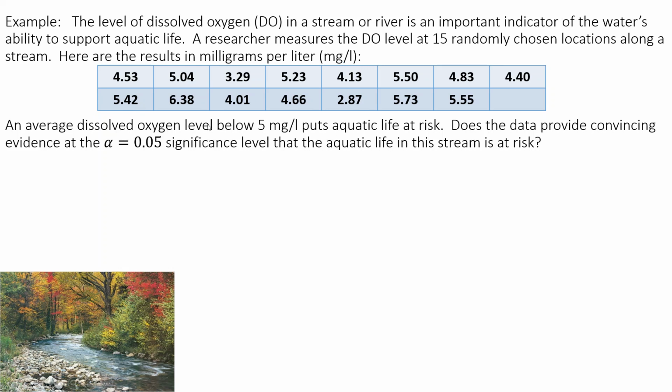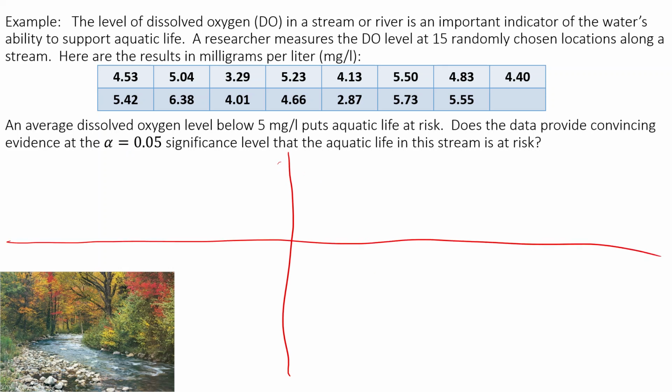The average dissolved oxygen level below 5 milligrams per liter puts aquatic life at risk. Does the data provide evidence at the alpha equals 0.05 significance level that the aquatic life in this stream is at risk? All right, so we're asking for significant evidence with a certain alpha level. So that tells us that we are doing a hypothesis test.